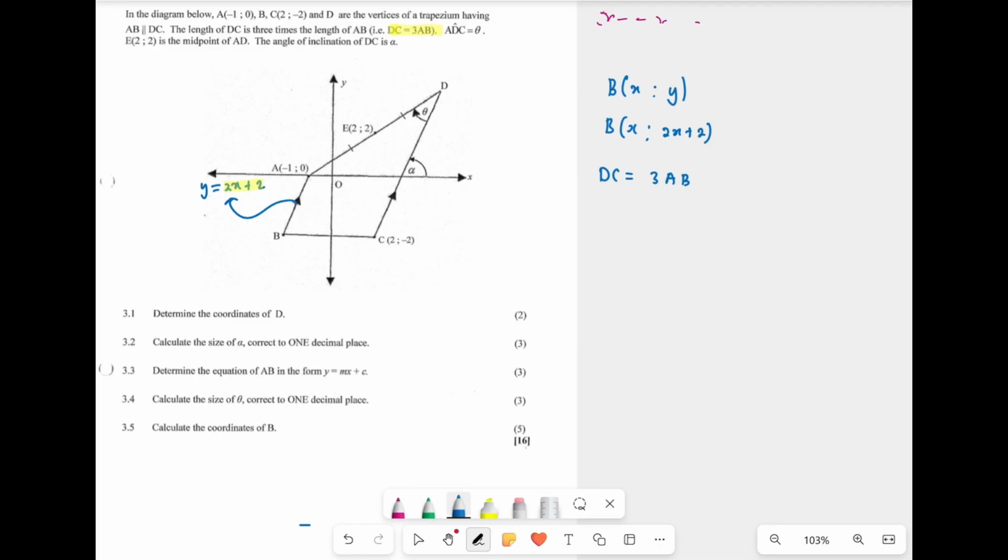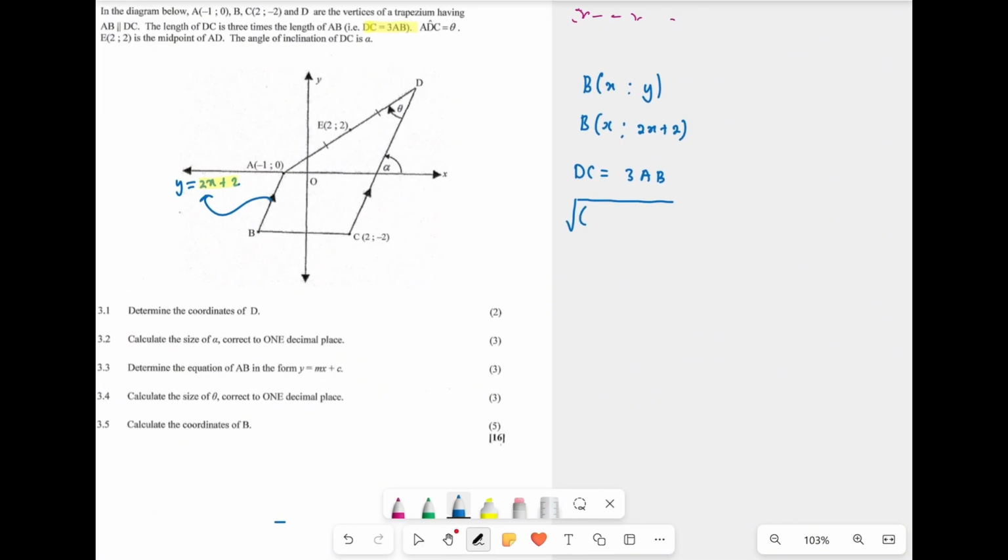It is also fine. So if I start by calculating the distance of DC, let me just substitute straight. The distance of DC will be the square root of XD, we got it as 5, minus XC, which is 2, all squared, plus YD, we got 4, minus negative 2, so it will be plus 2, all squared. That is your distance of DC.